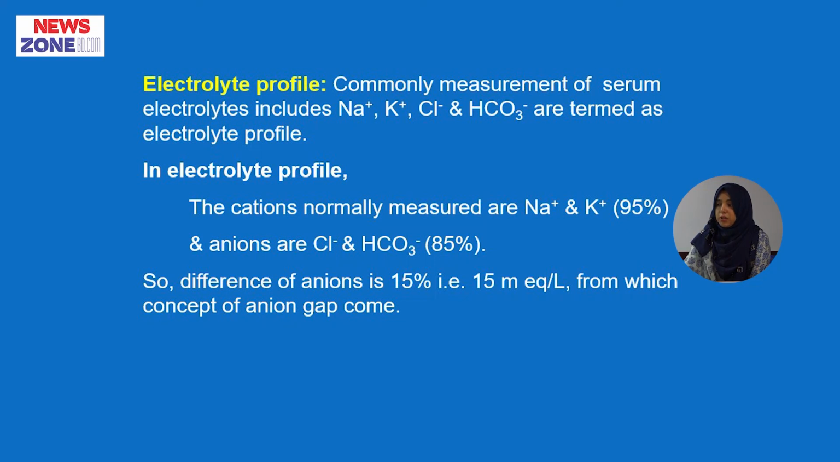Electrolyte profile. Commonly measured serum electrolytes, including serum sodium, potassium, chloride and bicarbonate, are termed the electrolyte profile. In the electrolyte profile, the cations normally measured are sodium and potassium, and anions are chloride and bicarbonate. These electrolytes are also used for measuring the anion gap. That is why these electrolytes are very important and are also known as the electrolyte profile.